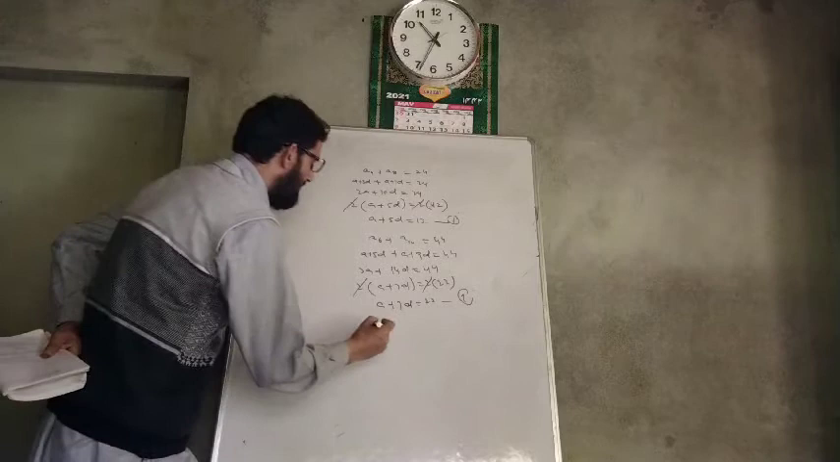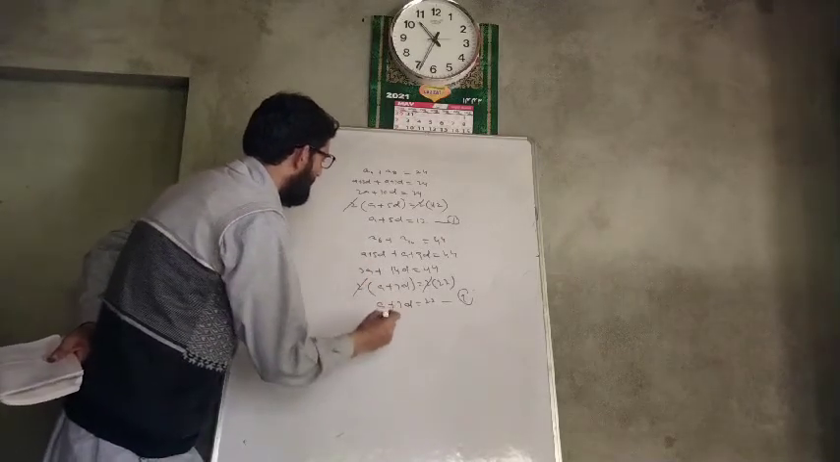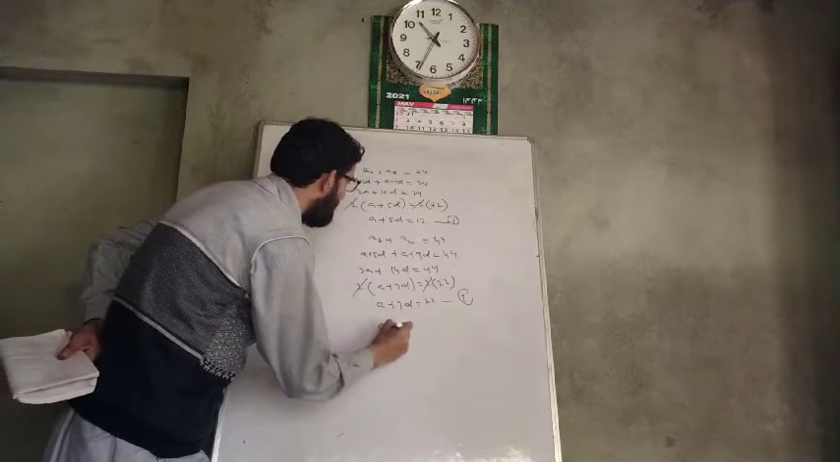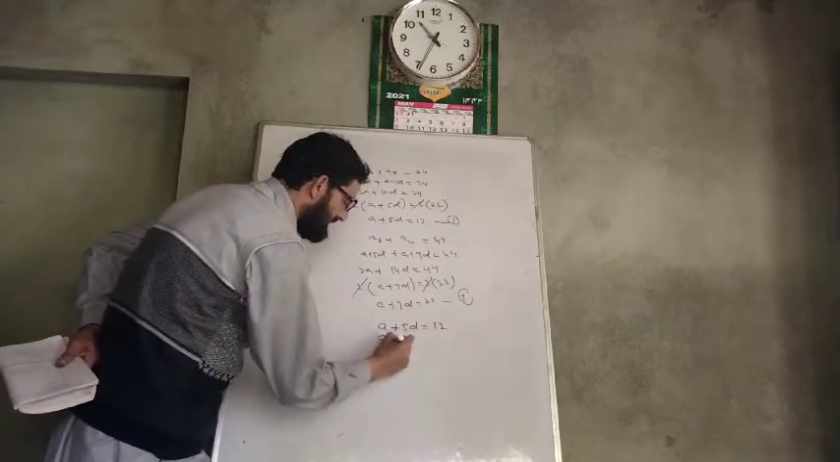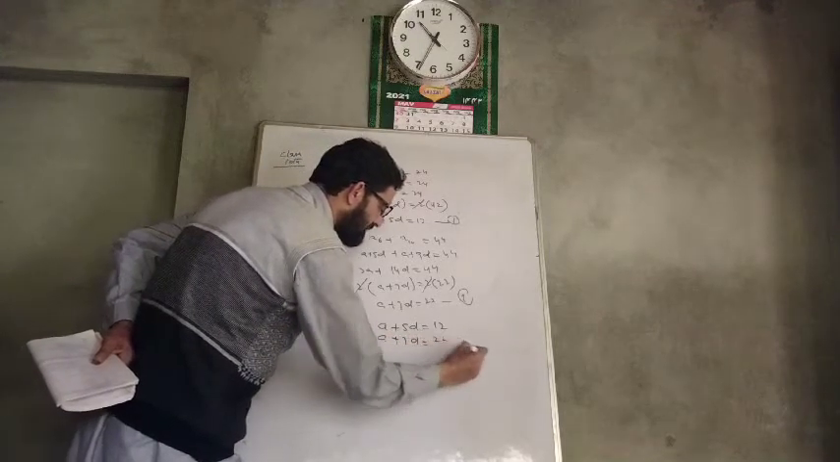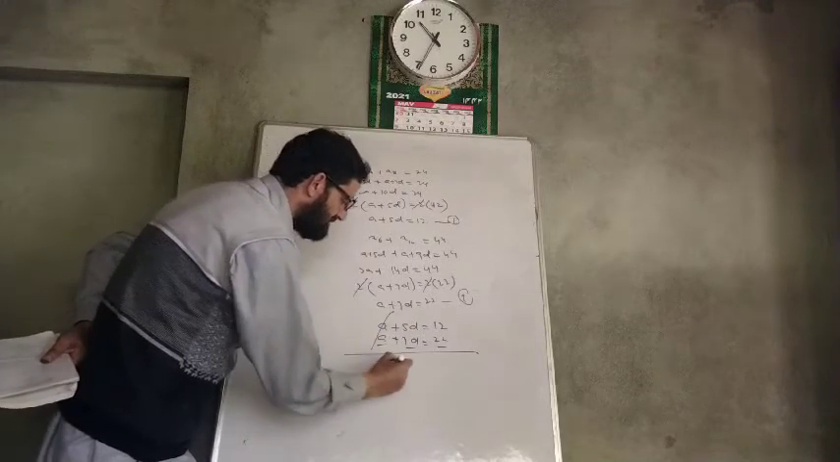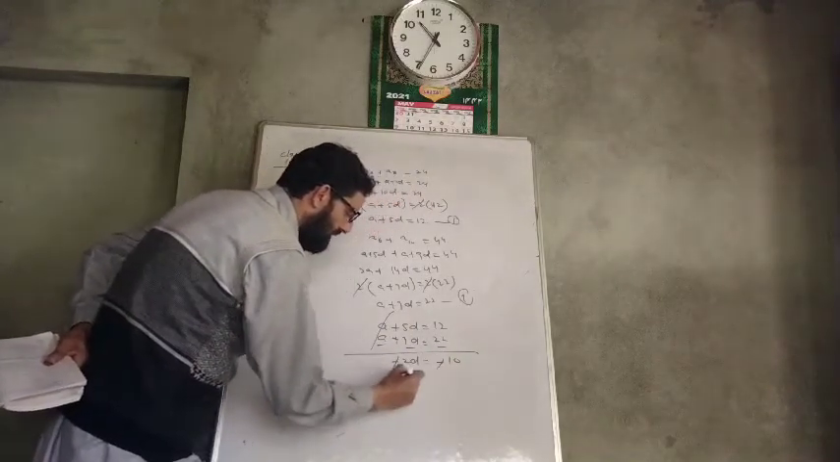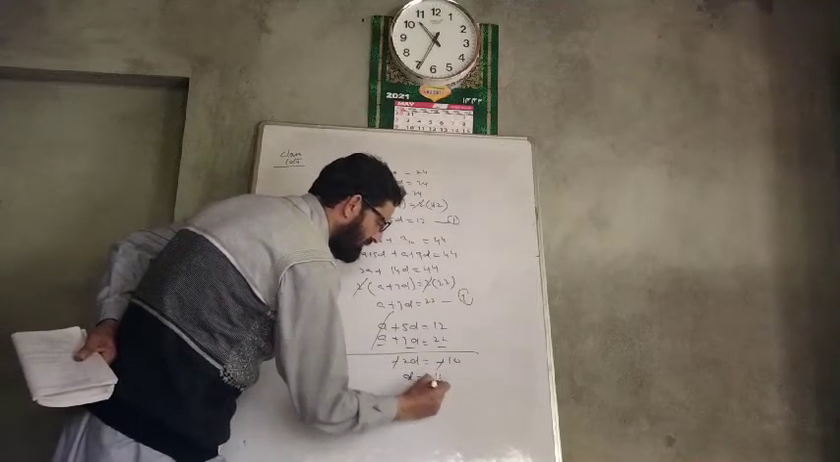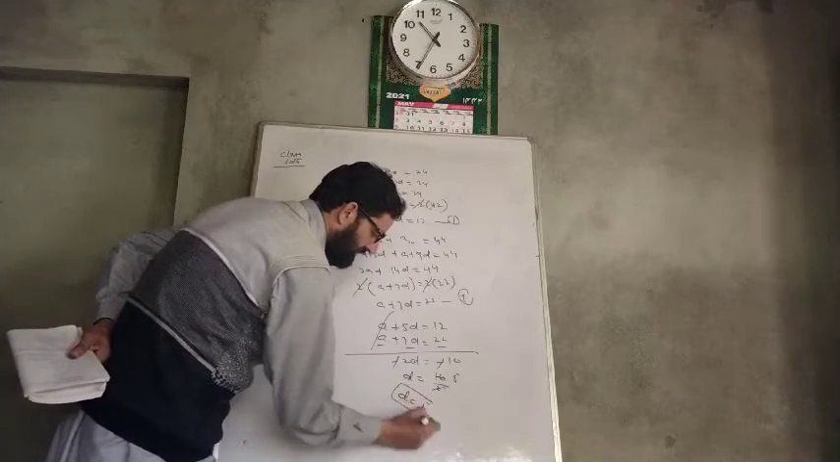Now let us solve these linear equations by the elimination method. A plus 5D is equal to 12. The second equation is A plus 7D is equal to 22. Now subtracting, this is minus, minus, minus. A and A will cancel. This is minus 2D is equal to minus 10. Minus and minus will go. What is D? D is equal to 10 by 2. 2 5s are 10. So our D is equal to 5.